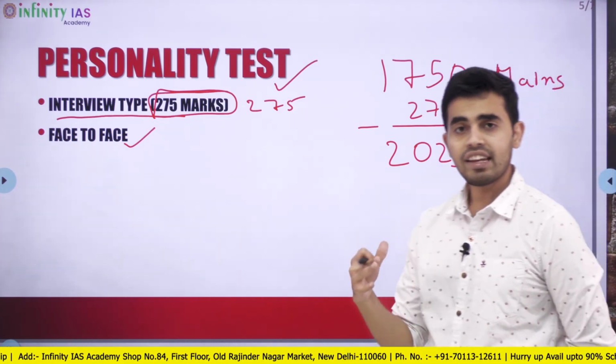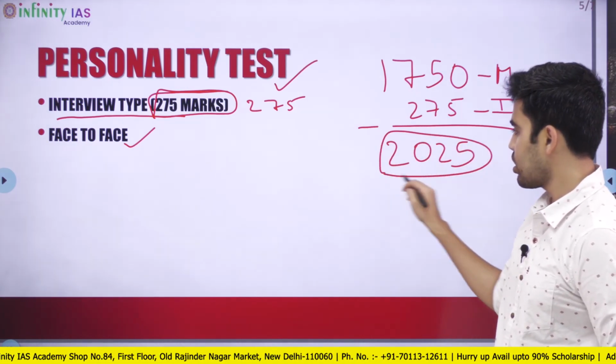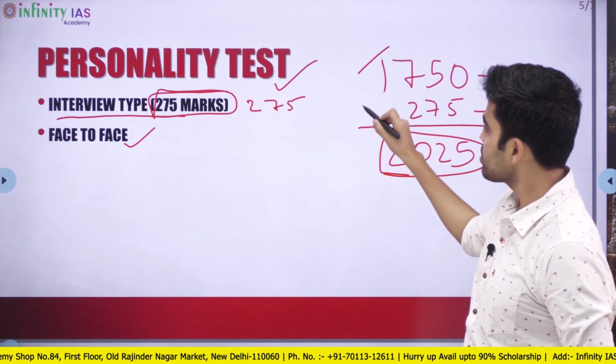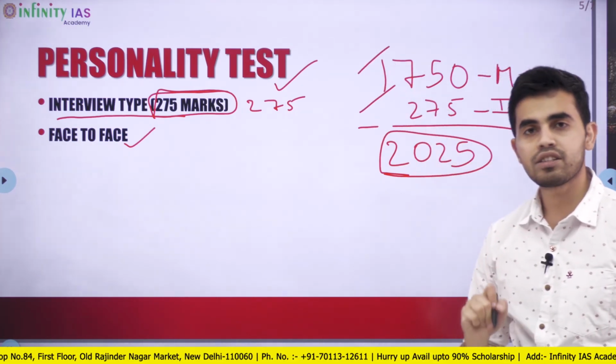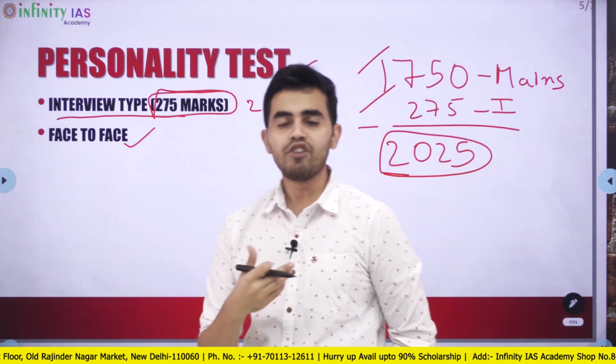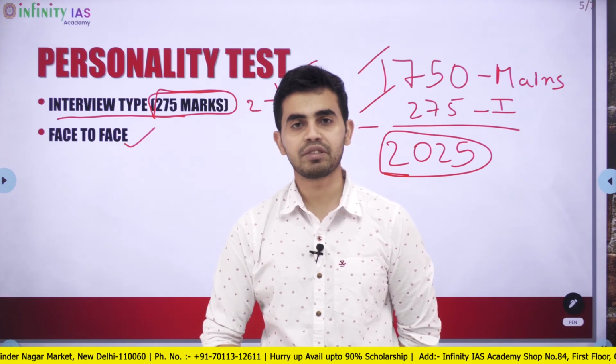The final ranking of the students is given out of this total marks. So the ranking is based on both the mains score and the personality test score. This is how the final ranking list will be released by the UPSC for the civil services examination.